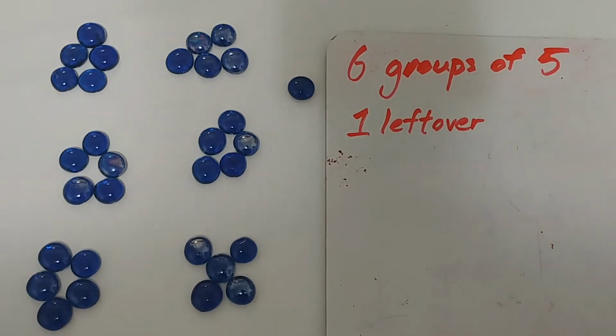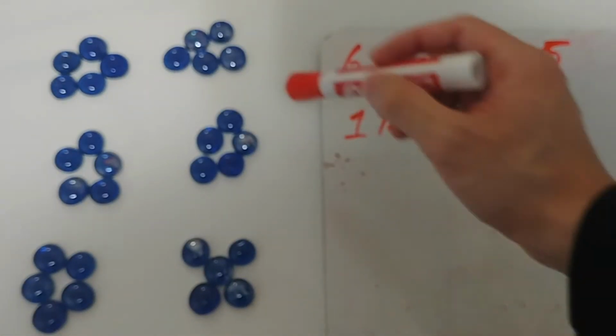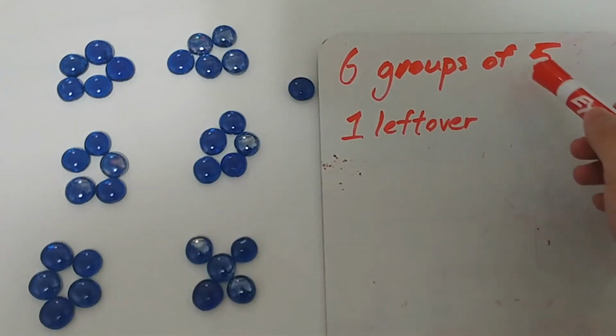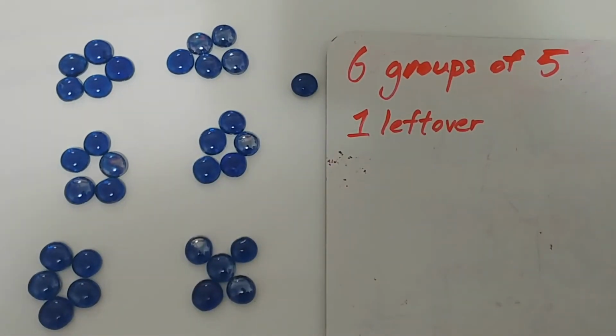Okay, now I know some of you are probably thinking we could use skip counting, and you're correct, right? Because we know that we have 6 equal groups of 5 with 1 left over. So we could easily count these groups.